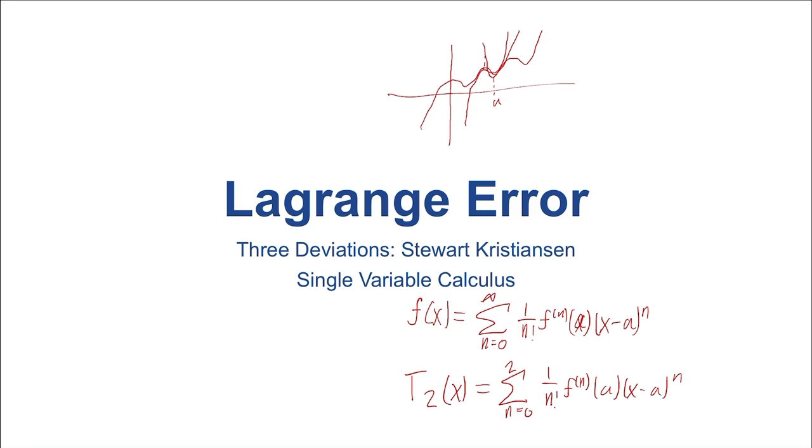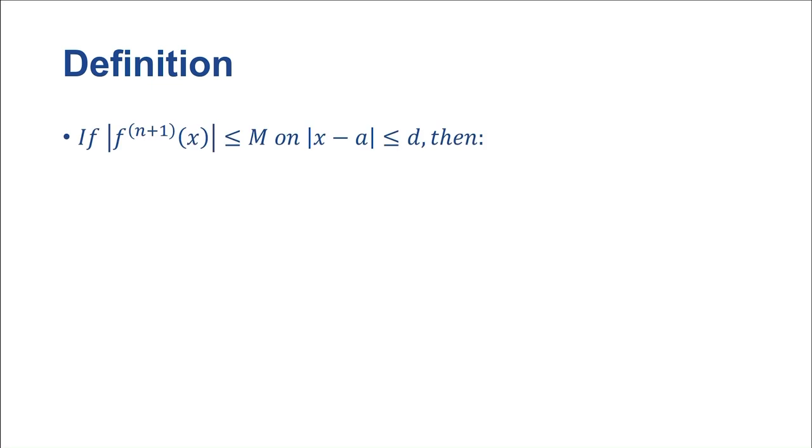So we can calculate these errors, and we can also use the Lagrange error to verify that a Maclaurin series or a Taylor series is equal to our function for all x values in the whole radius of convergence. So let's actually go into the definition of this. We're going to say that if the absolute value of the (n plus 1)th derivative of f is less than some M on some interval, where the absolute value of x minus a is less than or equal to d, our radius of convergence, then we can make the following statement.